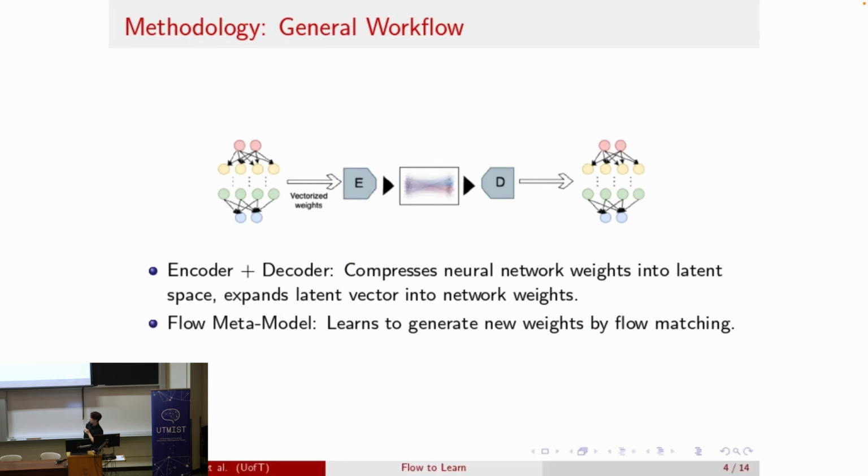The general workflow is something like this, where you have an encoder and decoder setup, and you have the flow meta model in the middle, which is the main generation model. We can do different inputs as to how we pass into the encoder. For example, if we use a VAE, we can vectorize weights and then pass them into the encoder. But we also have something like a graph encoder, which takes into account permutation symmetries of the neural network, in which case we would have a graph as input.